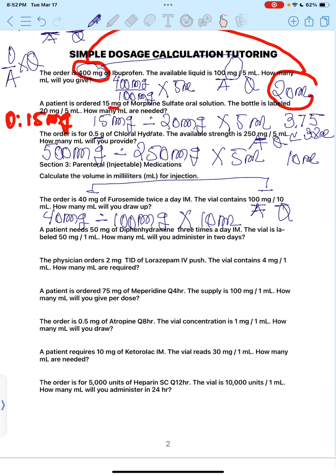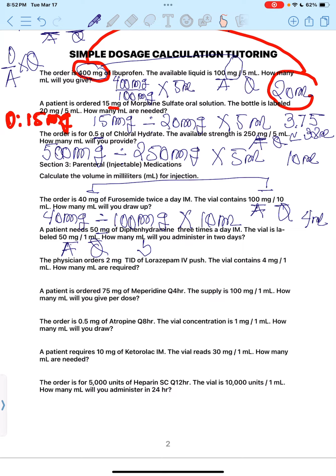So here, we got your order 40 milligram divided by your available, which is 100 milligram, and then multiply that by quantity. So when you got 40, you divide that by 100, you got 0.4, and once you multiply that by 10, you have 4 milliliter right there. Let's look at the next one. The doctor prescribed 50 milligram. Your available, the vial is labeled as 50/1 ml. So that is your available, that is your quantity.